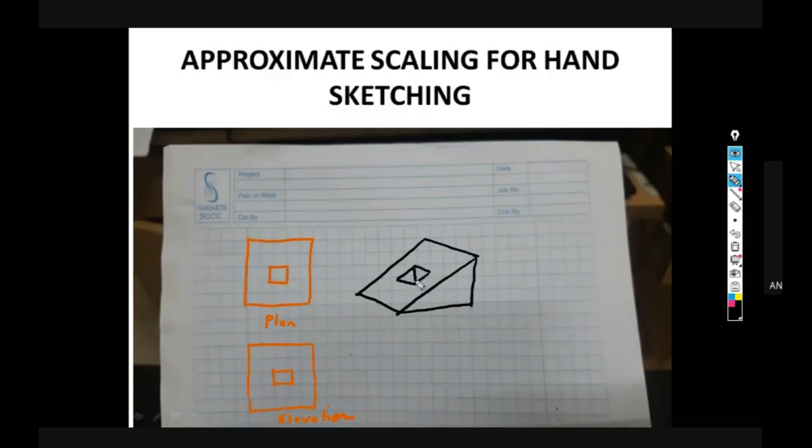Okay. Do you agree with this view? This is the asymmetric view. If I see from the front, it will be seen like this. If I see from the plan, I can see this. And if I see from the front side, still I can see this. Right? Do you agree with this? Is it correct? No, sir. It's wrong. It's correct, no? Yes or no?